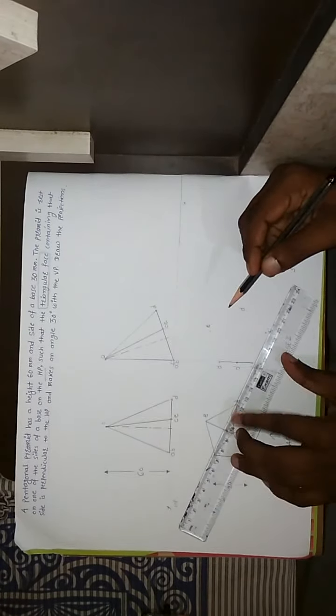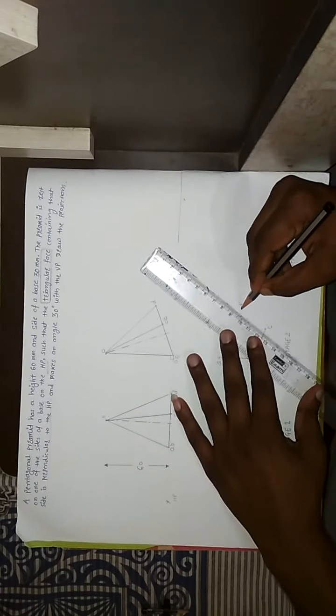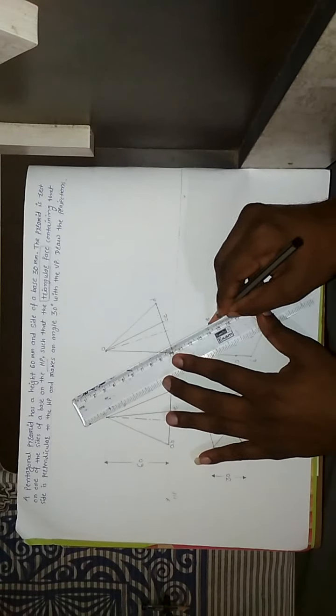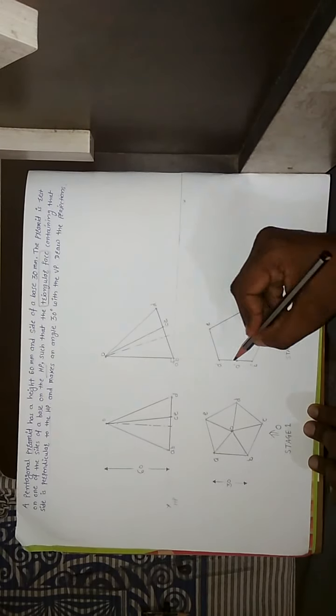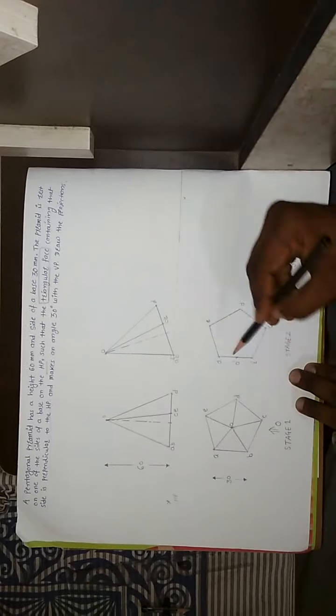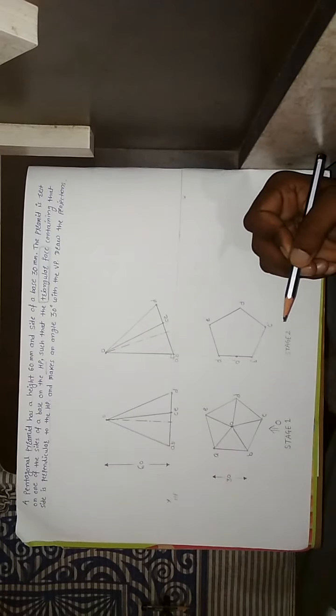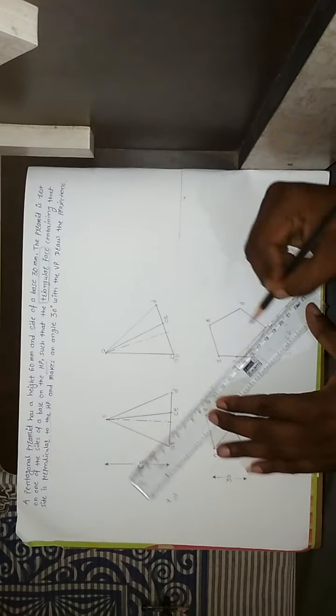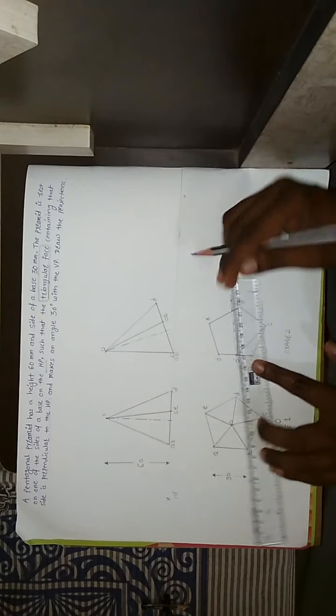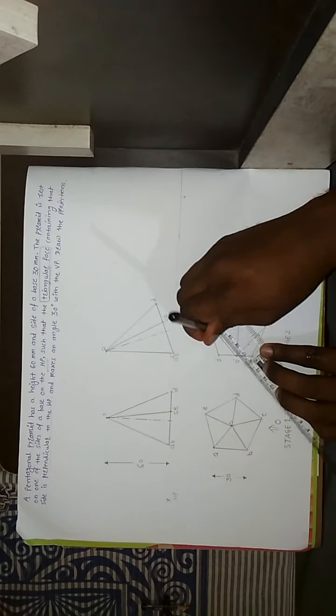We have to join A to B, B to C, then C to D, D to E, and this one also. Now, in the base diagram, all these corner points are joined by a slant edge to the apex point. That's why we have to join all the slant edges to the apex: OA, OB, OC, OD, and OE. So OA is already joined, OB also joined. Now we have to join OC, O to D, and O to E.